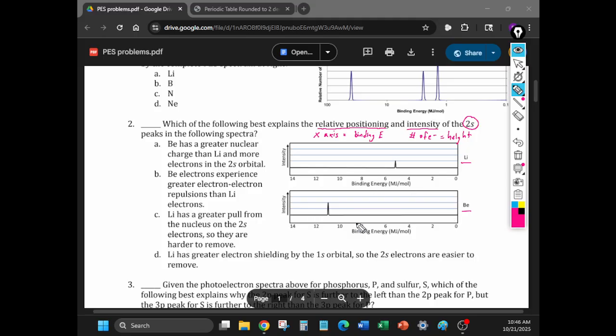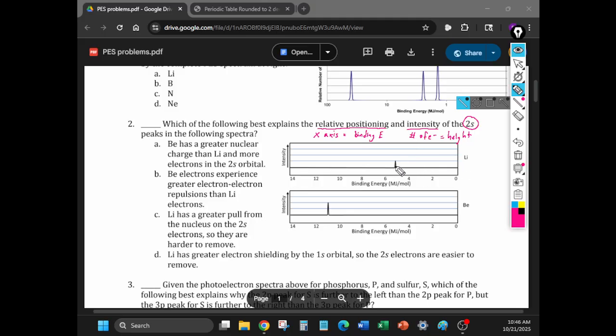So both of these are talking about 2s. And what we're doing is we're comparing where they are, what their binding energy is, and also how many electrons there are. So let's start by looking at the two peaks. What is the first thing that you notice about the difference between these peaks? Lithium is easier to remove. It's easier to remove, right?